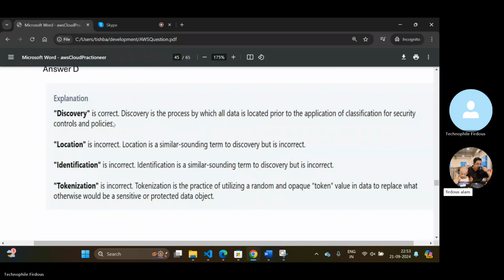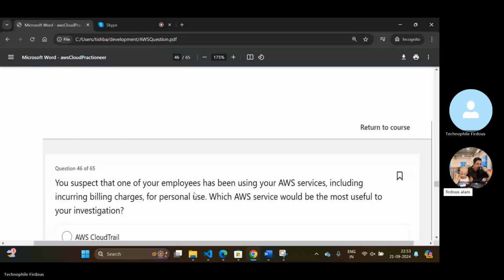Discovery is correct. Discovery is a process by which all data is located prior to the application of classification for the security control and policy. So before moving into classification, first we discover, first we get the data, and then classify what kind of data it is. And these are the other options, like tokenization, which is the practice of utilizing a random and objective token value of the data to replace the original. Okay, let's go to the next question.